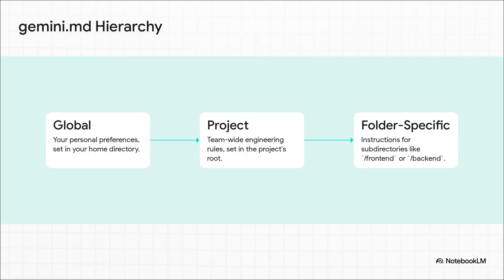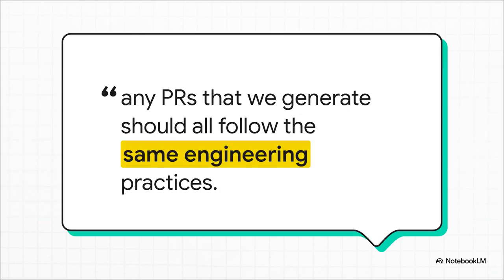Well, the solution is surprisingly simple and pretty elegant. It all comes down to a hierarchy of these simple markdown files called Gemini.md. Honestly, just think of them as instruction manuals for the AI. You can have a global one in your home directory for all your personal preferences, then a main one in the project's root for team-wide rules, and you can even have super specific ones for subdirectories like your front-end or back-end code.